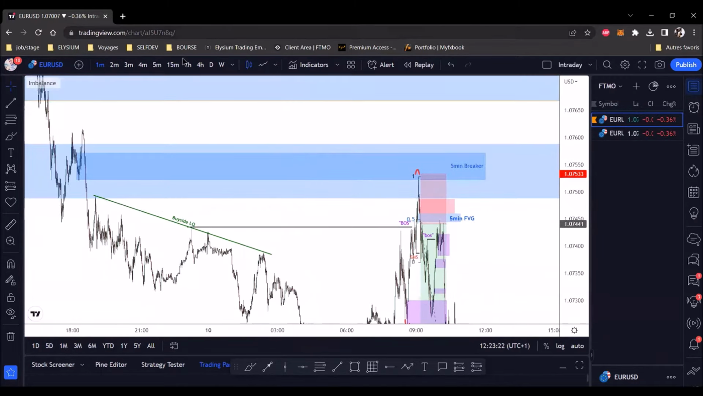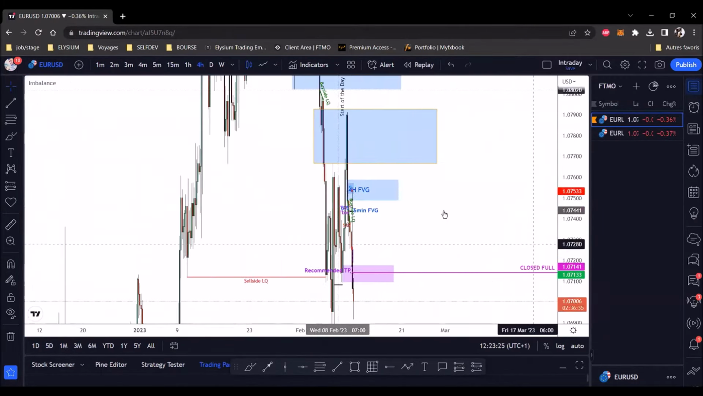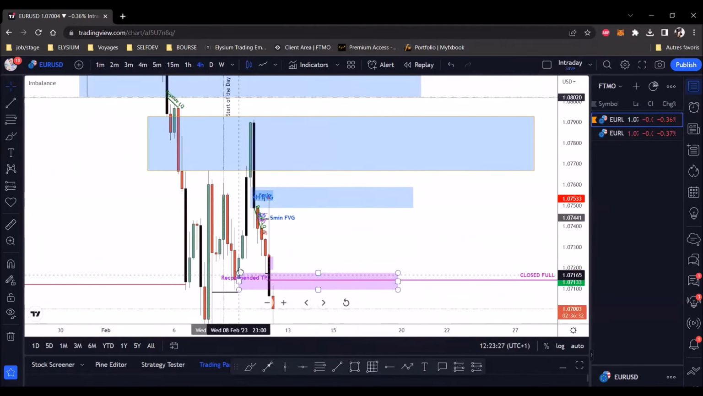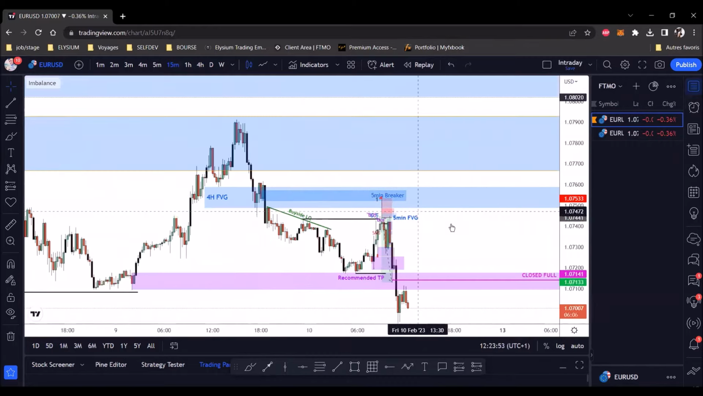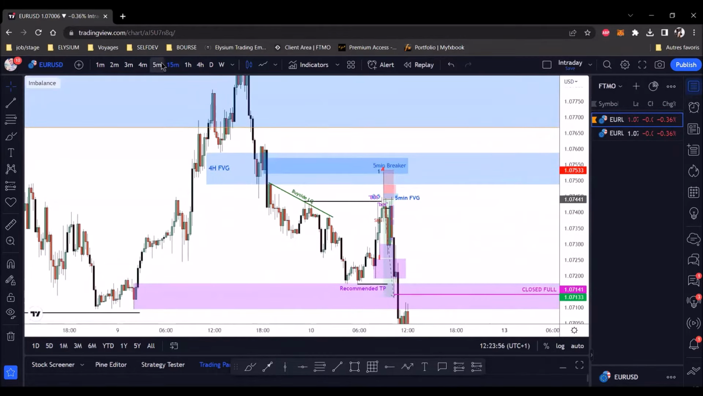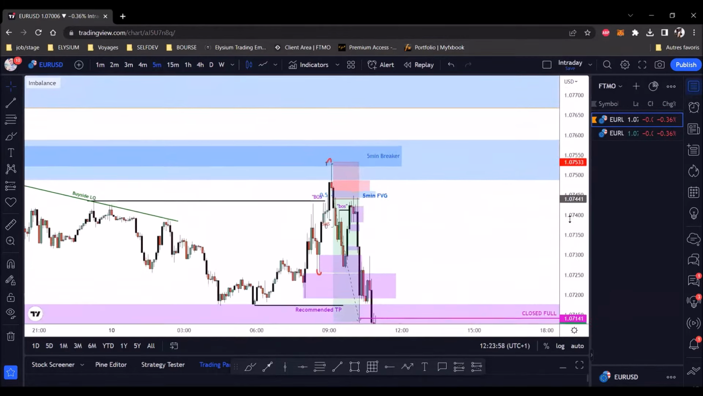I had my 4-hour, just quickly going over it, 4-hour bullish, the high to low to high. This 4-hour fair value gap, which I drew yesterday evening before going to sleep, and I was expecting this morning that if we did go inside this, I would sell. So I was already expecting a sell.